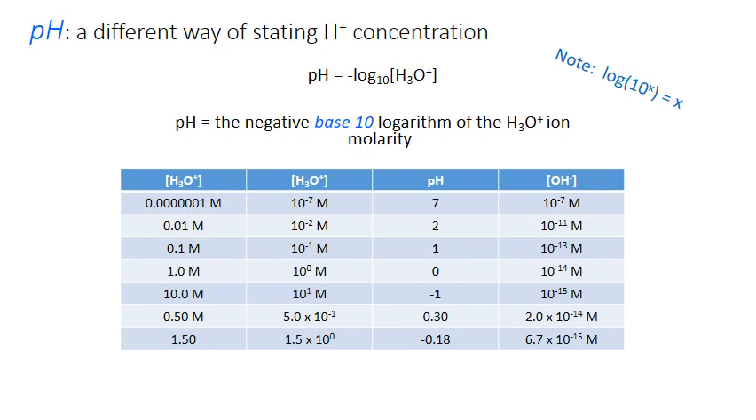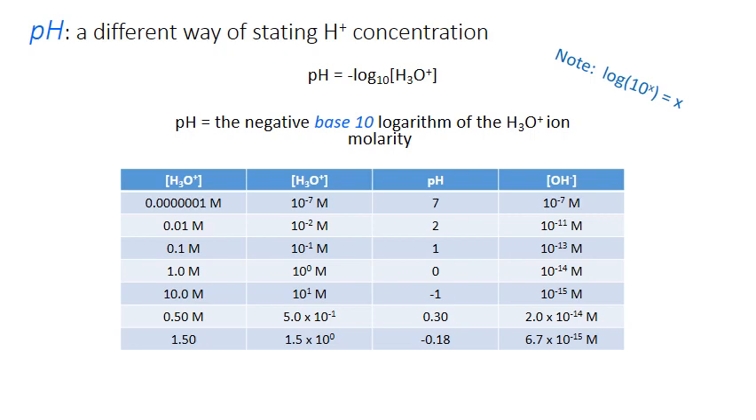Some other interesting cases. Suppose you had a 1 molar solution, H3O plus is 1 molar. Well, 10 to the 0 is 1, anything to the 0 power is 1. So a 1 molar solution would be 10 to the 0, and the pH would then be 0. Now some people think that pH only runs between 0 and 14, but actually pH can be negative. Anytime you have an H3O plus ion concentration that's greater than 1 molar, you're going to get a negative pH.